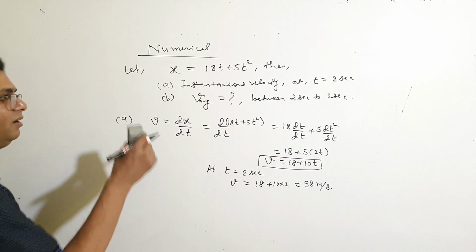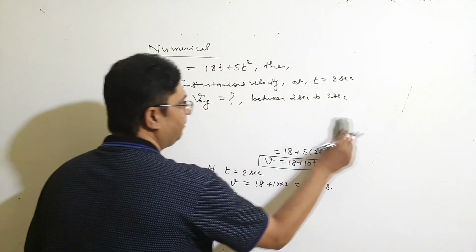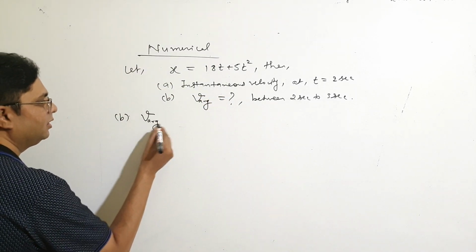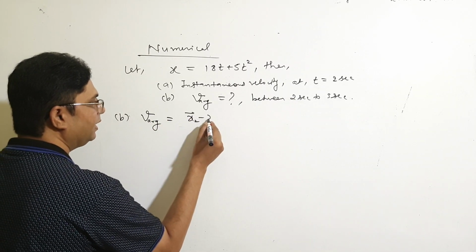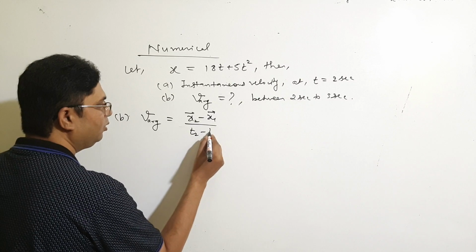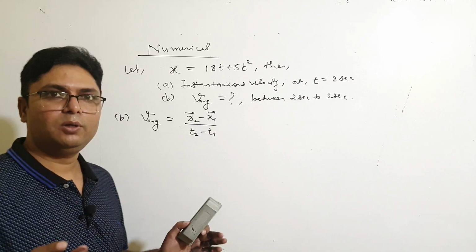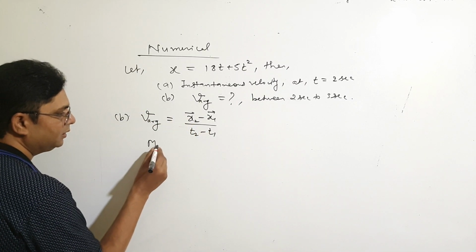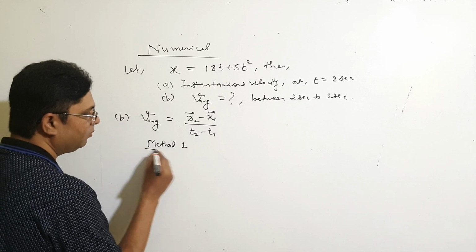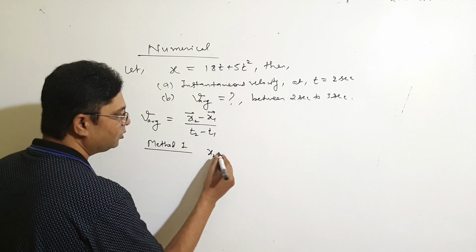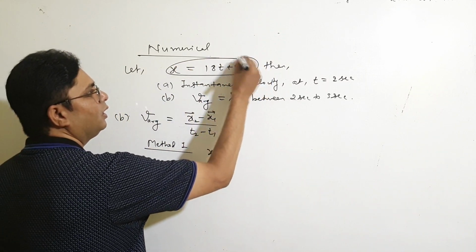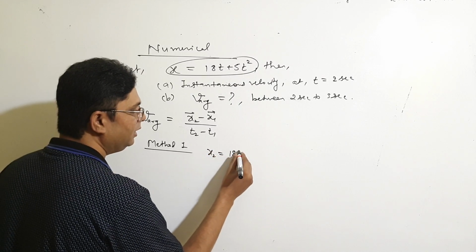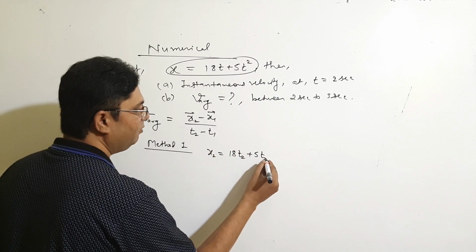Now let us see how to find average velocity. So number B part, you have to find v average. So v average is x2 minus x1 upon t2 minus t1. There are two methods to find it. For method number 1, you write here x2, this is the given formula. In this given formula, replace this t with t2. So x2 equals 18 t2 plus 5 t2 square.